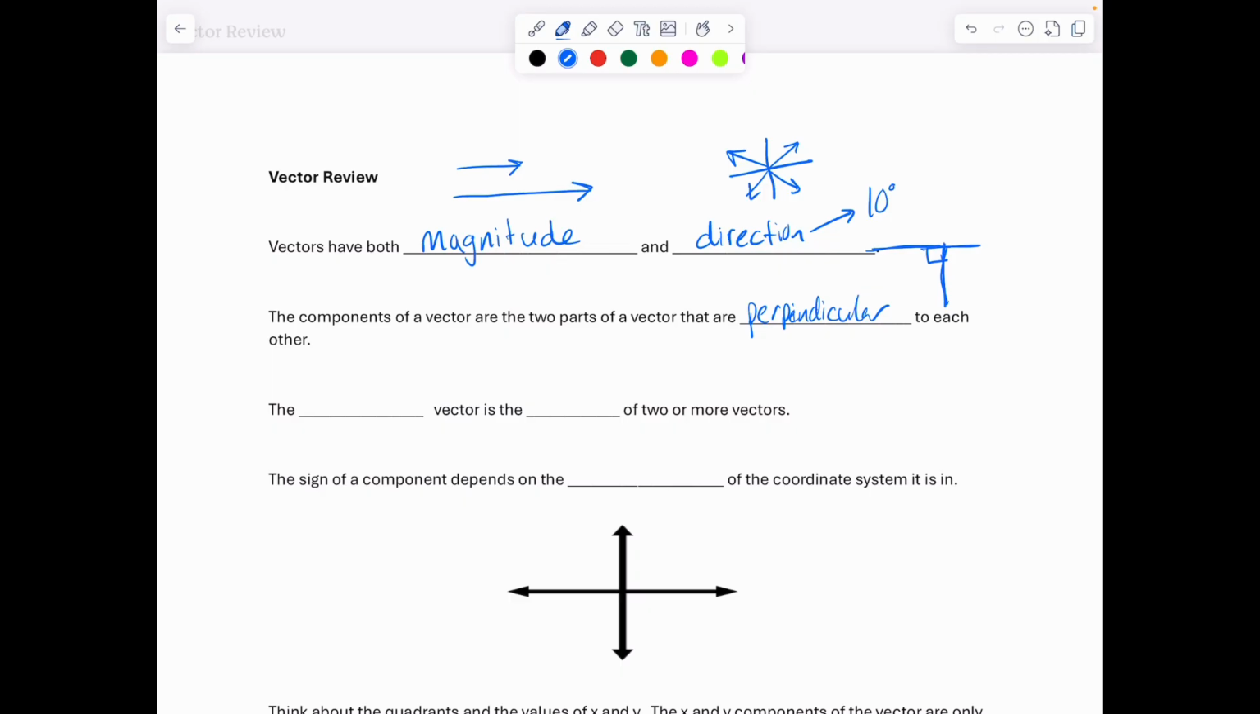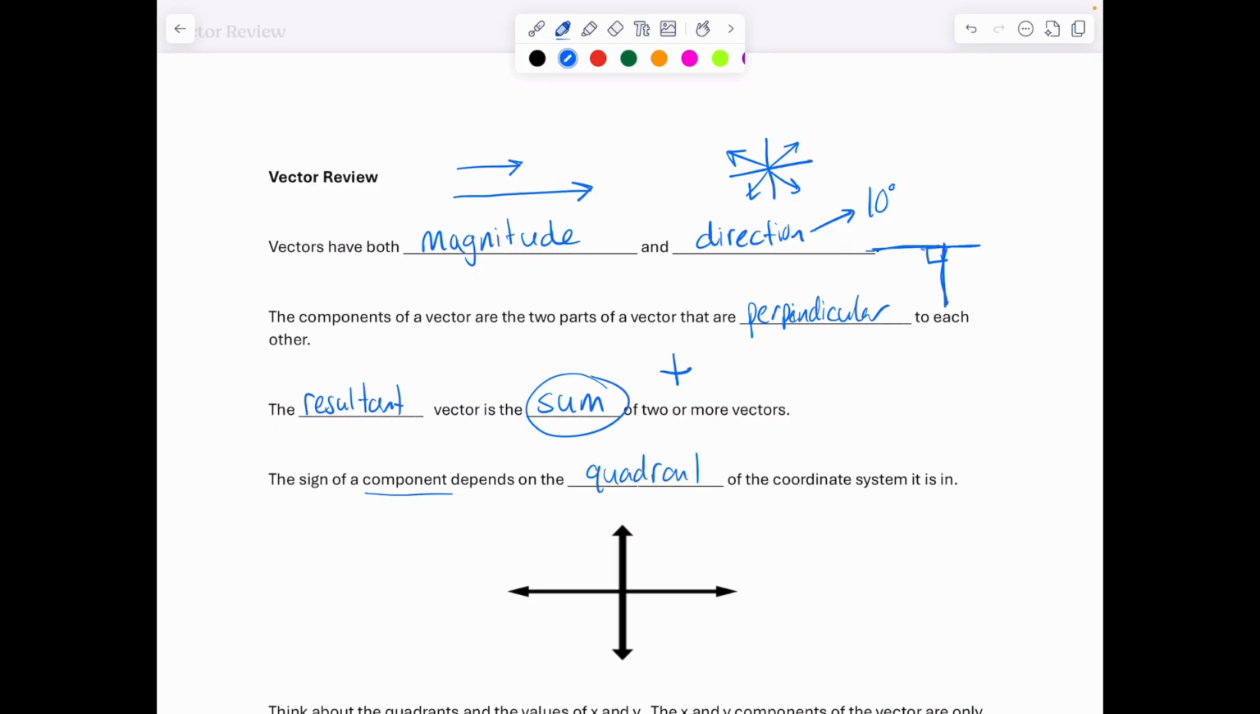Now, the resultant vector is the sum of two or more vectors. Sum is a nice fancy word meaning we're going to add things together. We're going to put those vectors together to find the resultant vector, so we're going to add them up. We find that often with the Pythagorean theorem. Now, the sign of the component depends on the quadrant that the vector is in.